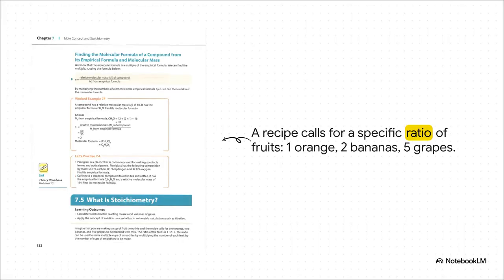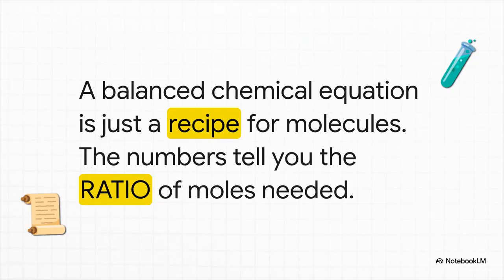Seriously, think about making a smoothie. The recipe doesn't just list ingredients, it gives you a ratio. For every 1 orange, you need 2 bananas and 5 grapes. You can't just chuck stuff in and hope for the best. The ratio is what matters. A balanced chemical equation is exactly the same thing, just for molecules.